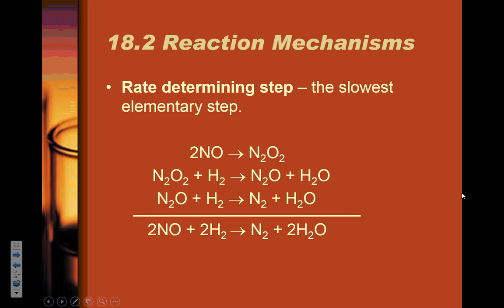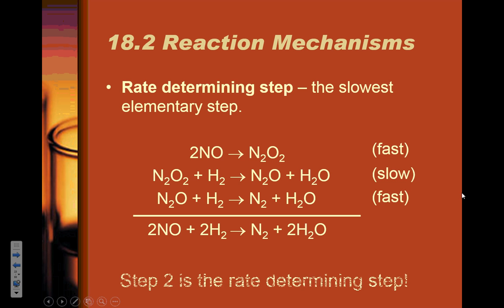So let's look at this proposed reaction sequence that we just looked at a second ago, how these three form a mechanism that would add up to the bottom reaction. Well, let's say the first one is fast, the second one is slow, and the third one is fast. Well, what that fundamentally means is this particular reaction here in the middle, the second step, is going to be our rate determining step. That's going to have the biggest impact on our overall time for this reaction to happen.